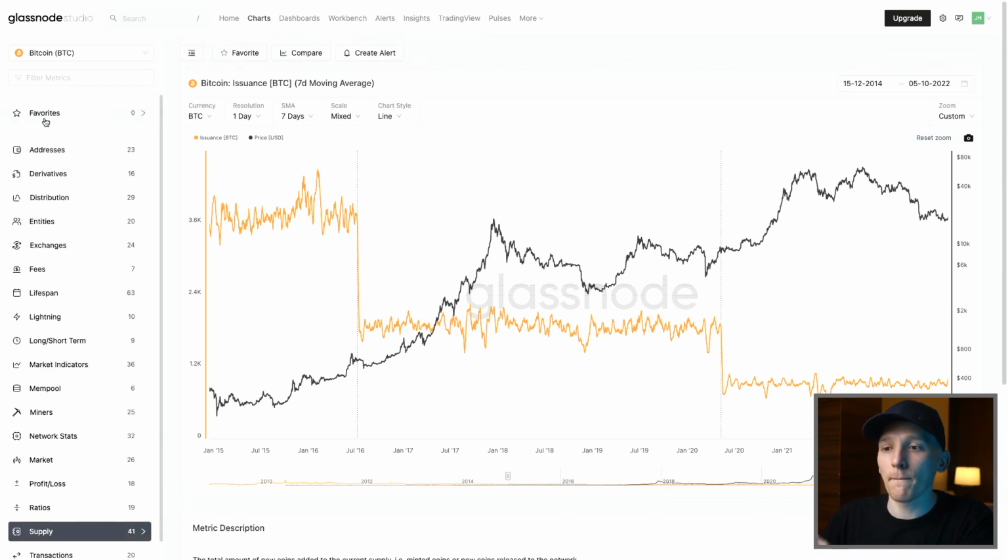Now, it gets a lot more complex when you go over to Workbench. We'll look at Workbench then and how we can manipulate data in Glassnode.